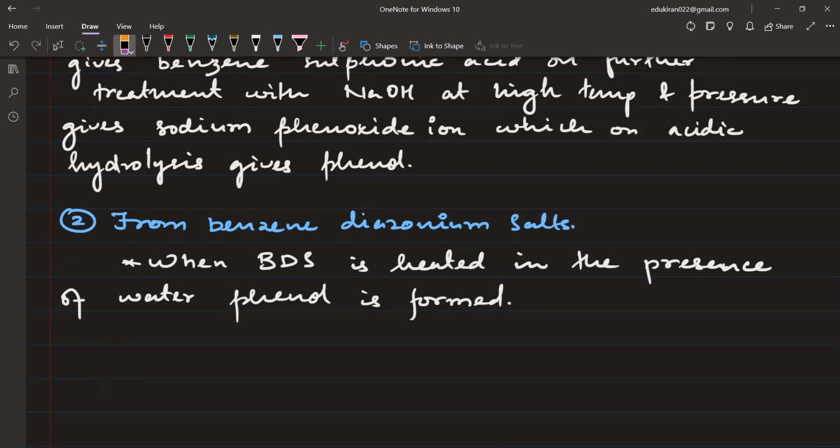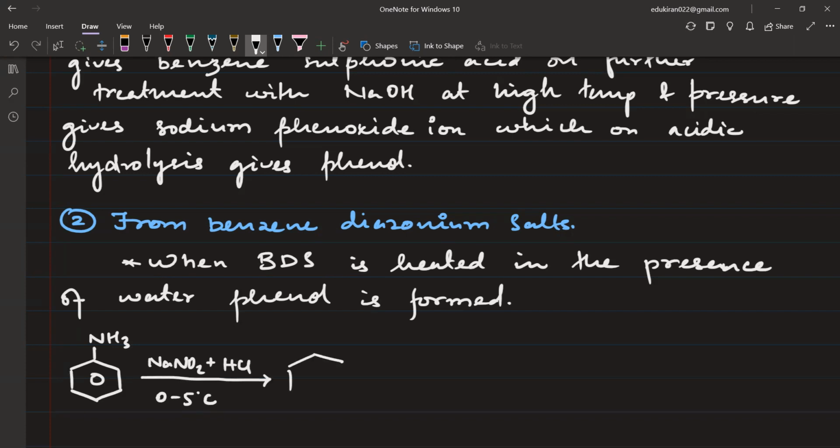Write the whole reaction. You might not remember how benzene diazonium salt is formed. So first of all we have aniline, NH2, and we treat this with NaNO2 plus HCl at 0 to 5 degrees Celsius. This leads to formation of benzene diazonium salt, N2 plus Cl negative. Then in the presence of water and some heat, it gives us phenol.